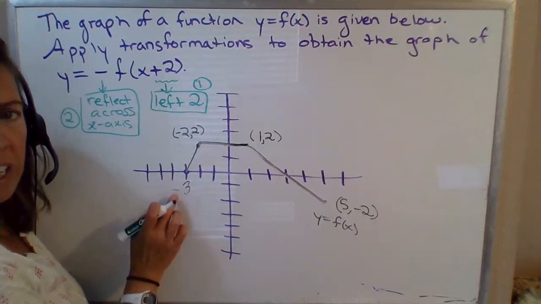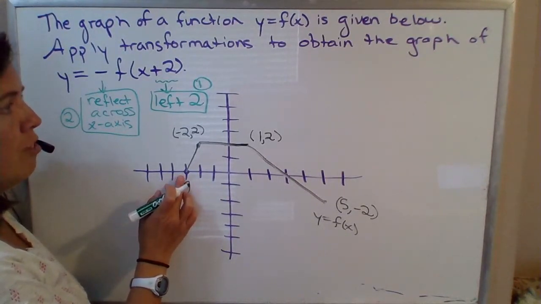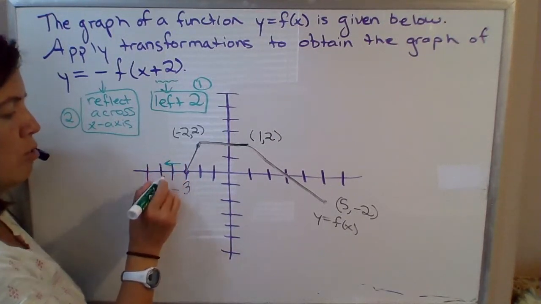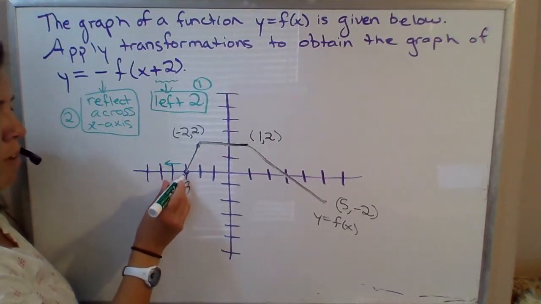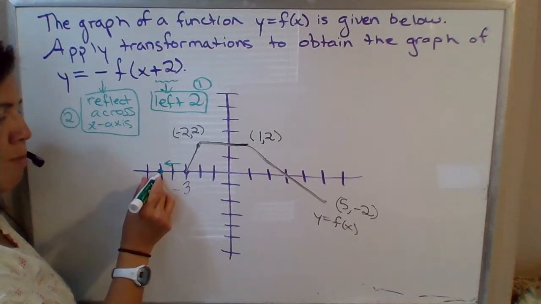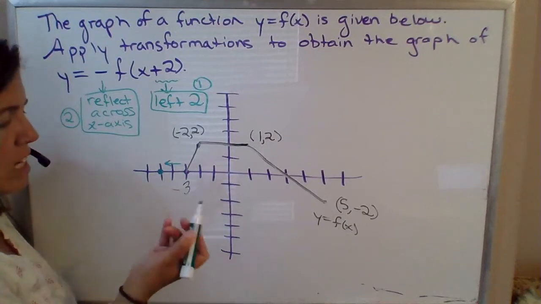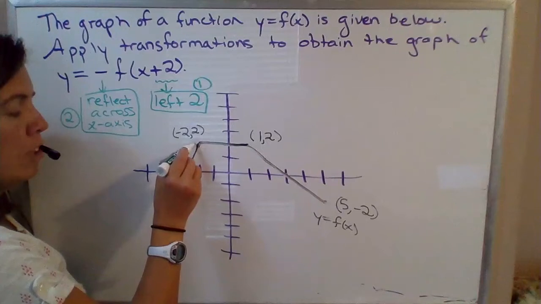So starting with this point at -3, 0, if I first shift it left 2 units, so it's going to go left 2 this way, and then reflect it across the x-axis, well, when I shift this point left 2, it lies right on top of the x-axis, so it won't reflect anywhere. When it's just right on top of the x-axis, you reflect over the x-axis, it's not going to go anywhere.